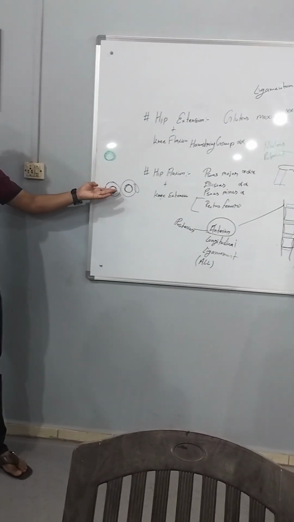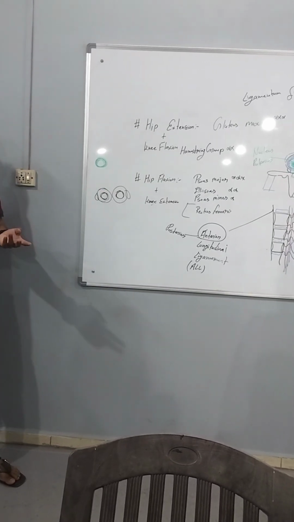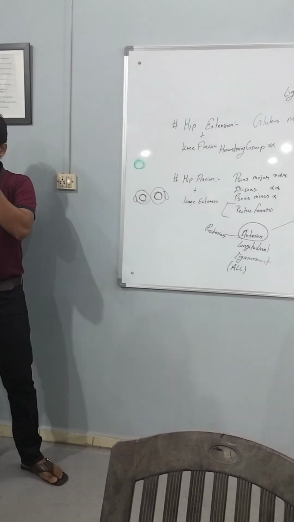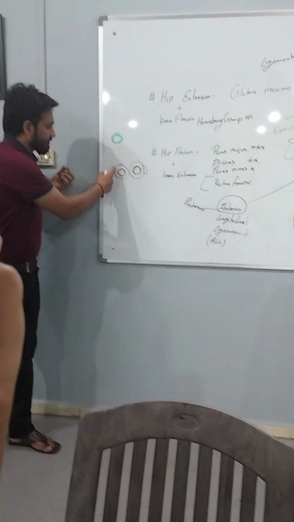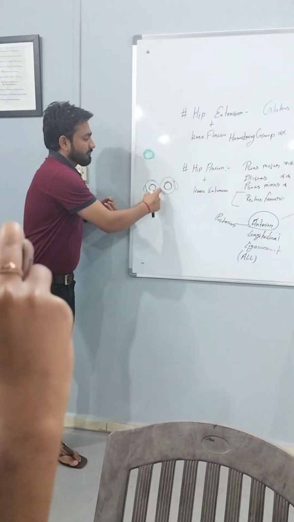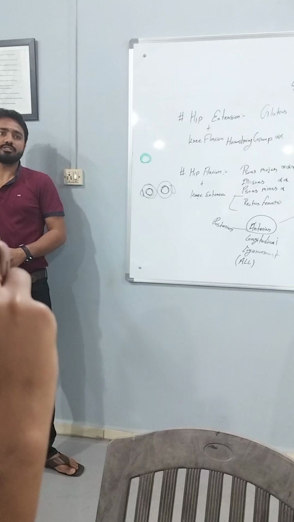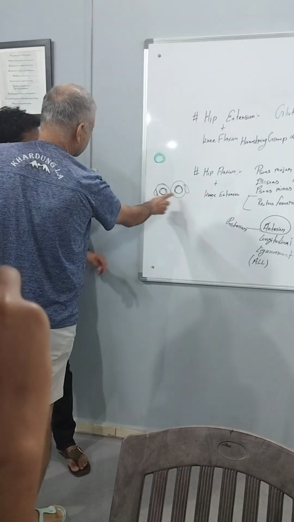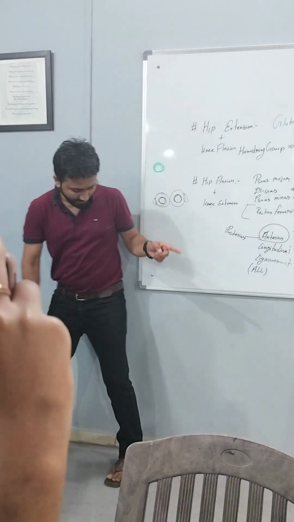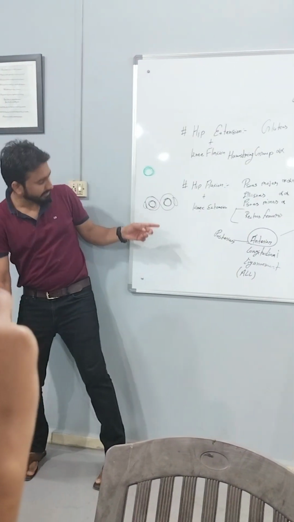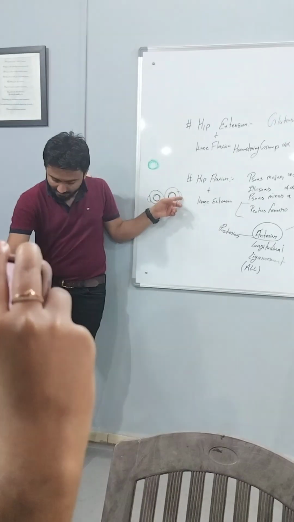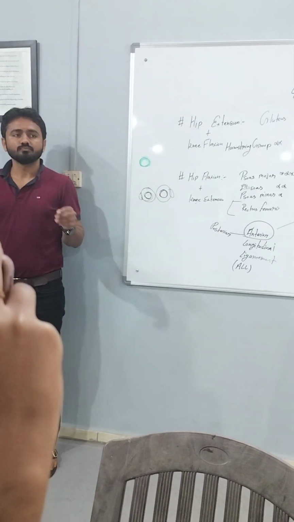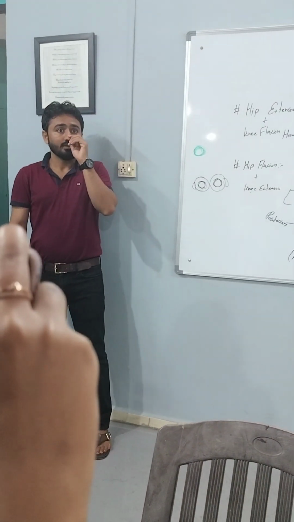It's like the nucleus pulposus, and this is the annulus fibrosus, the outside one. So exactly this 8 is your meniscus. This is the lateral side. If I am standing, this is my right knee, then this is the lateral side, and this is the medial side.